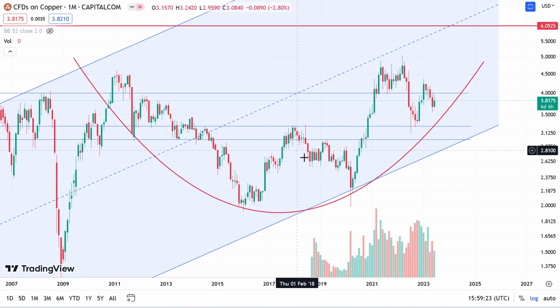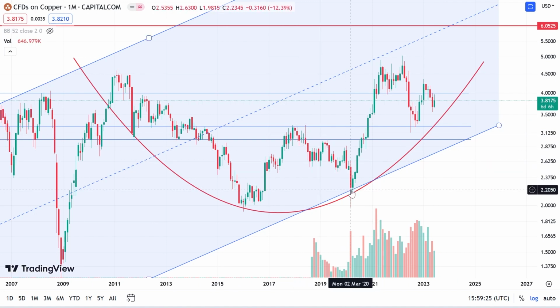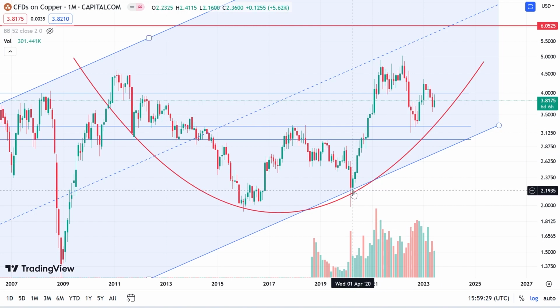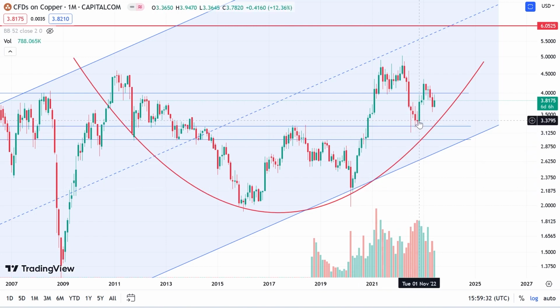We also have a trend line. It's not drawn in here, but if we join the lows from April 2020 to November 2022 to where we are now, we also have a trend line there. So there's some support which could see that we go higher, but I do expect that we might have to come back and test this arc, this red arc line. So that's copper. That's most of the commodities that I wanted to cover today.